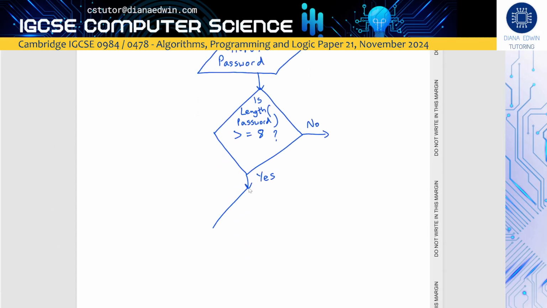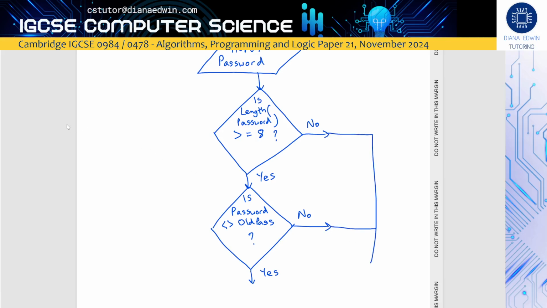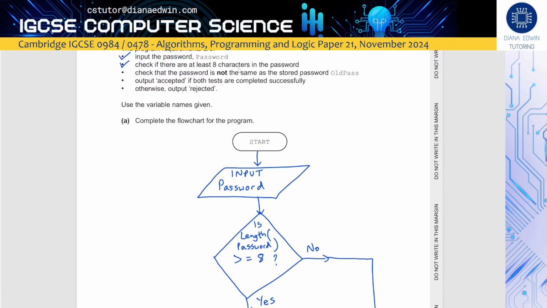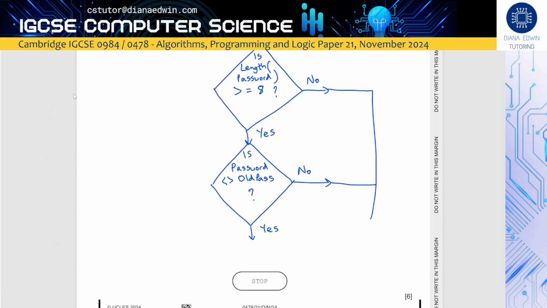Now I'm going to check that the password is not the same as the stored password. So now I'm going to do another decision. Now I'm going to see, is password, now you can do it 2 ways. I'm going to say if it's not the same as old pass. Because if the answer is yes, it's not the same, that's a good thing. If the answer is no, that means it is the same and we've got a problem. What happens with our problem situation?